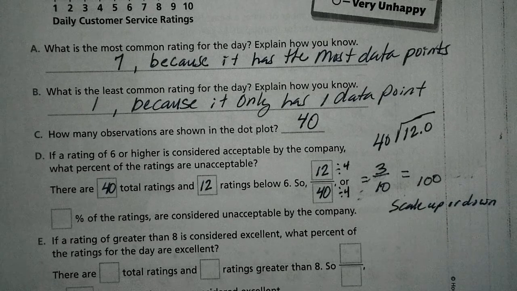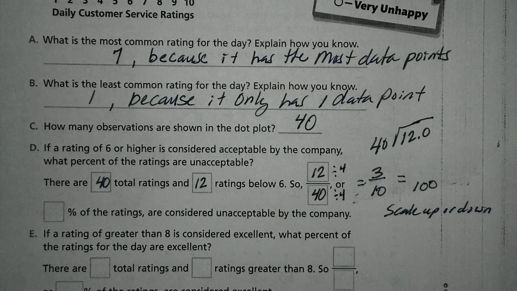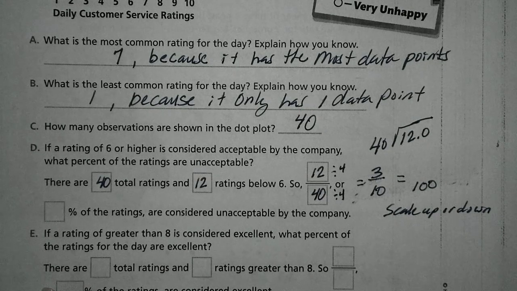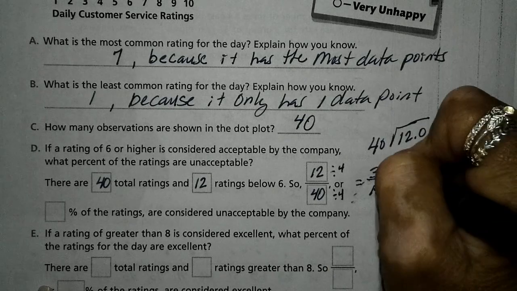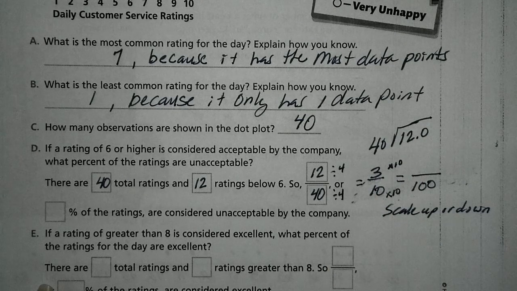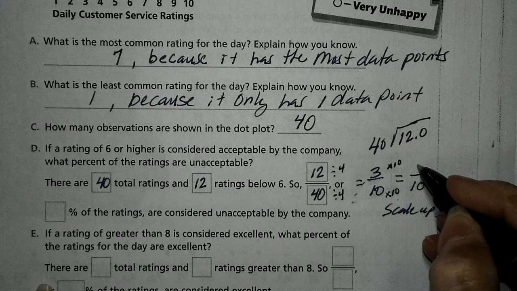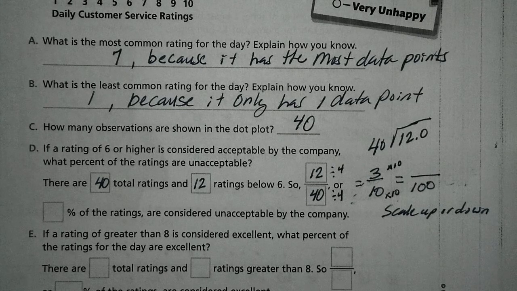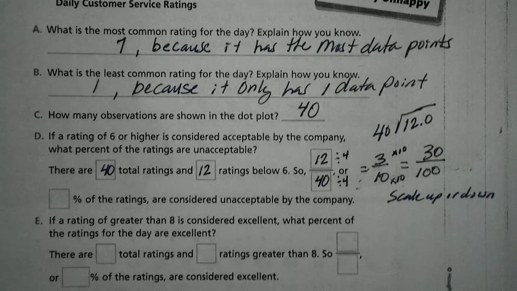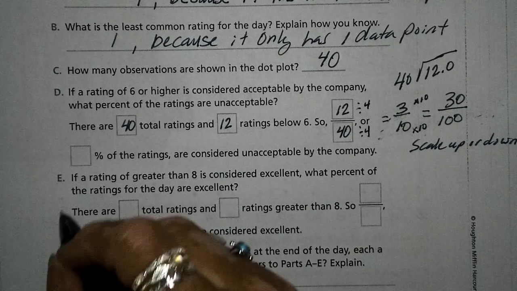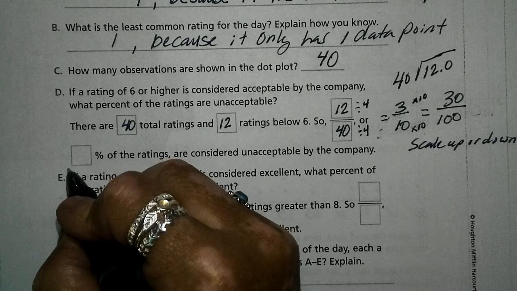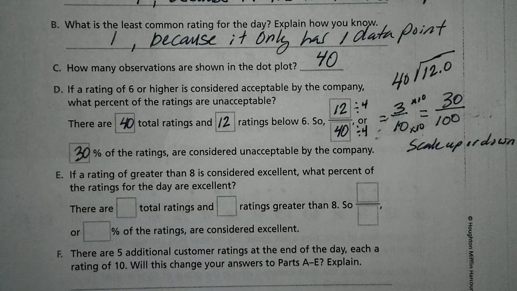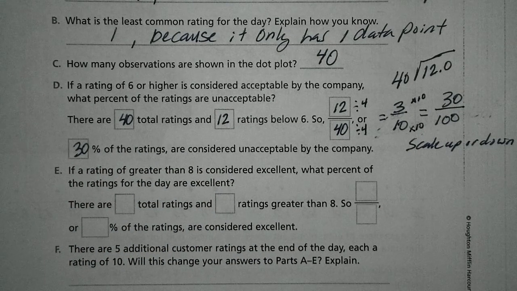Now that goes into 100 nicely, right? So 10 times what would give me 100? 10. Yes. So that means 3 times 10. So what would I have? 30. Yes, thank you, Alejandro. 30. So 30 over 100 is what percent? What do we say that? 30% of the ratings. 30%. So 30% of the ratings are considered to be unacceptable.